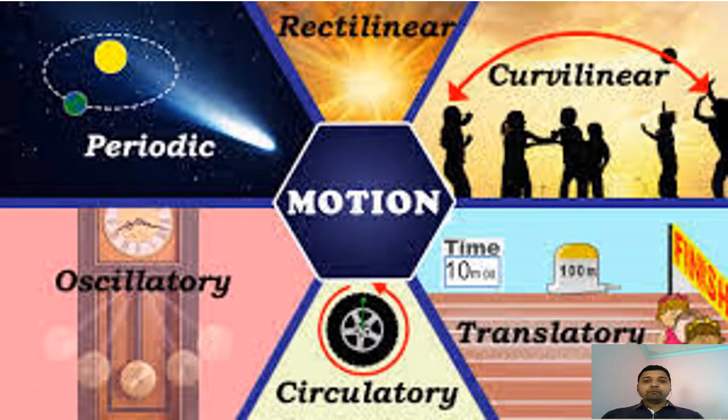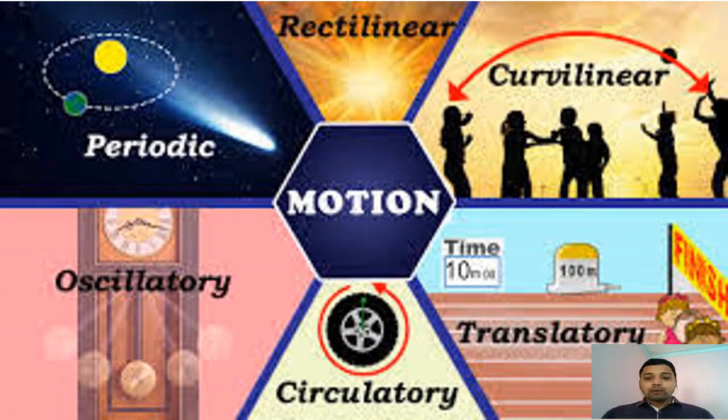Motion has different types. Motion may be periodic, rectilinear, curvilinear, translational, circulatory, vibratory, oscillatory, different types of motion, which you read in class 6 and 7. In this, we'll discuss different terms related to this motion. So before going to this motion, first thing we have to know about the quantities.